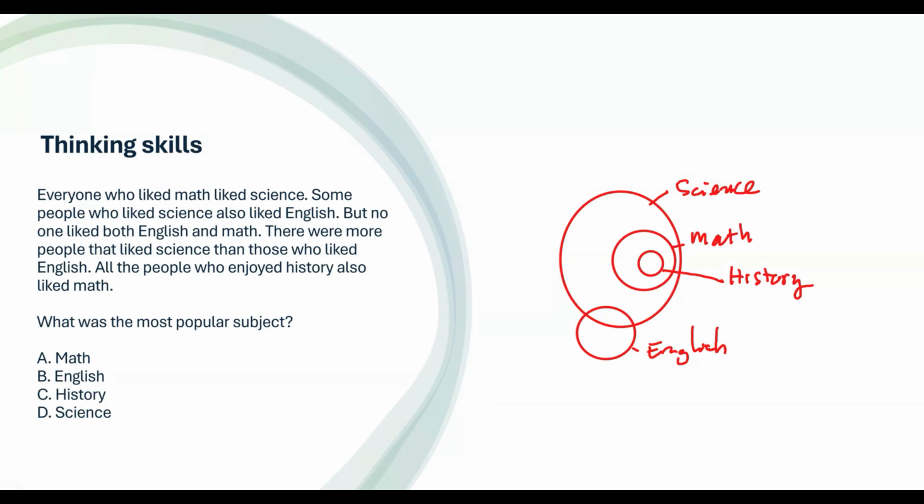Now that should be good enough for us to solve the problem. So what was the most popular subject? Now clearly, look at the diagram. Science is the most popular because history is smaller than math, math is smaller than science, and English in the text is smaller than science. So the answer is D. There you are. Now, can you see? Set theory really helps you to solve all these problems.